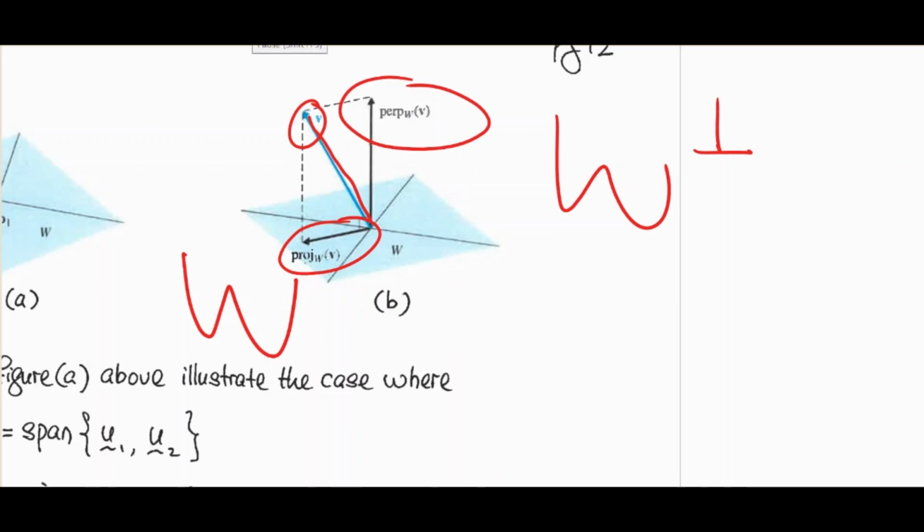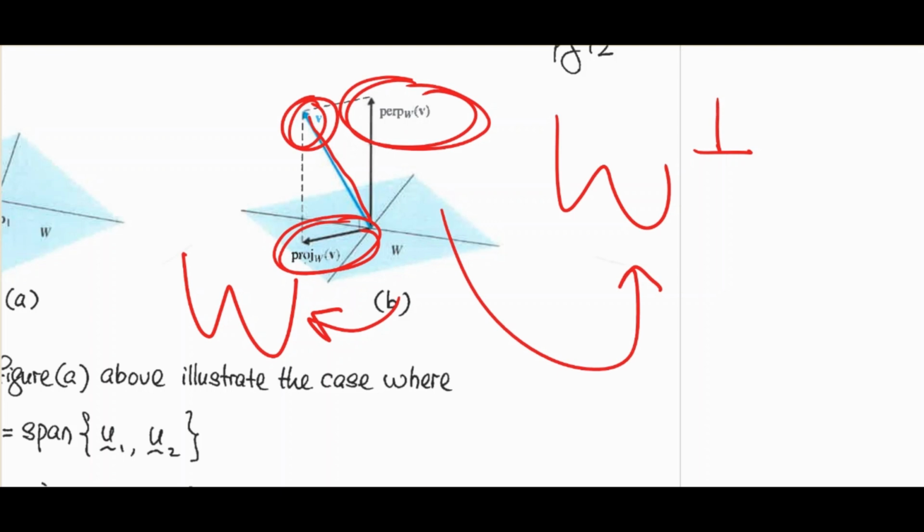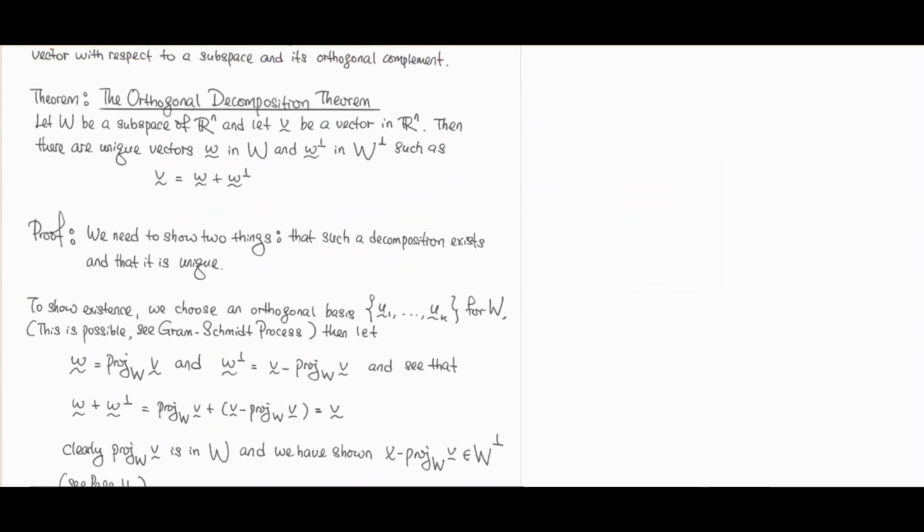So all the things that I mentioned here, the vector V can be written as a sum of these two vectors. One of them is from W, another one is from W perp. This is true in general and is given by this theorem. This is called the Orthogonal Decomposition Theorem.